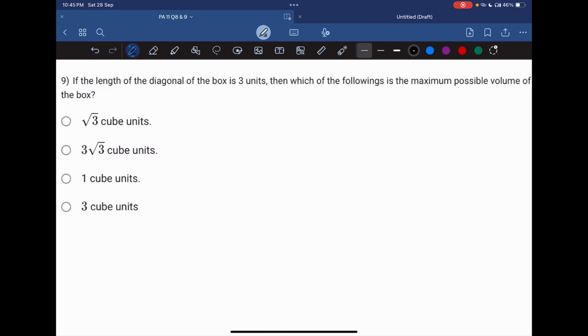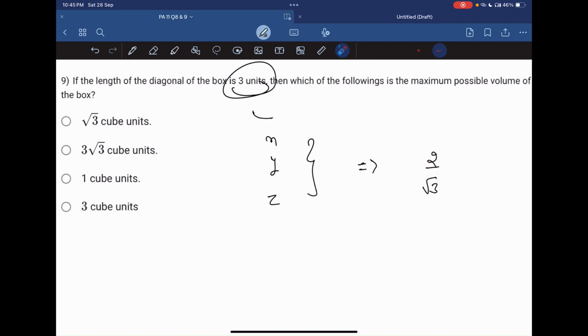Question 9. If the length of the diagonal of the box is 3 units, then which of the following is the maximum possible volume of the box? Before, when the diagonal length was equal to 2, we got x, y and z as 2 by root 3. Now if it is 3, then we can follow the same steps that we did before, and the value of x, y and z that we will get would be 3 by root 3, that is root 3.